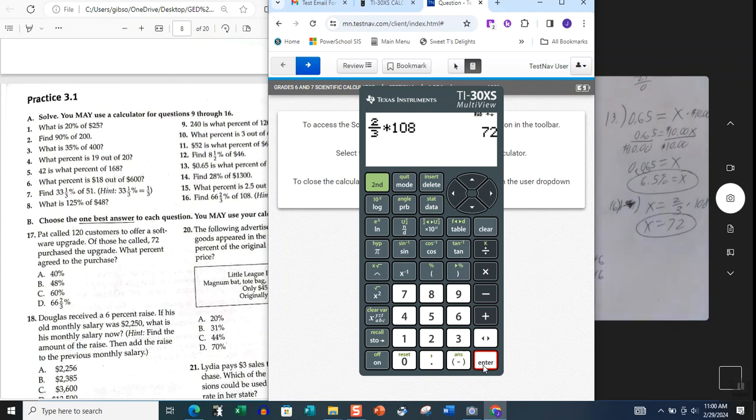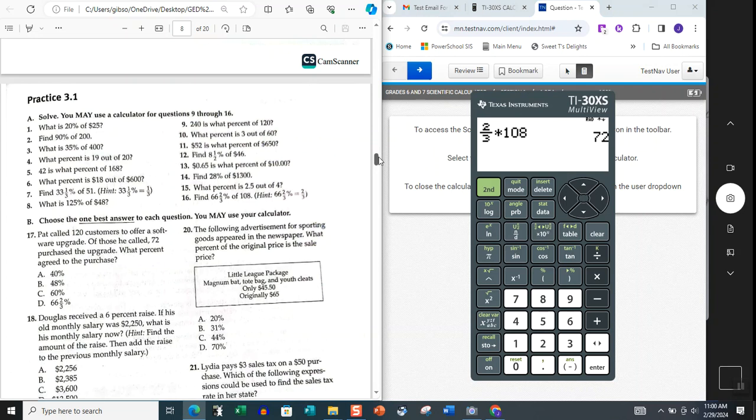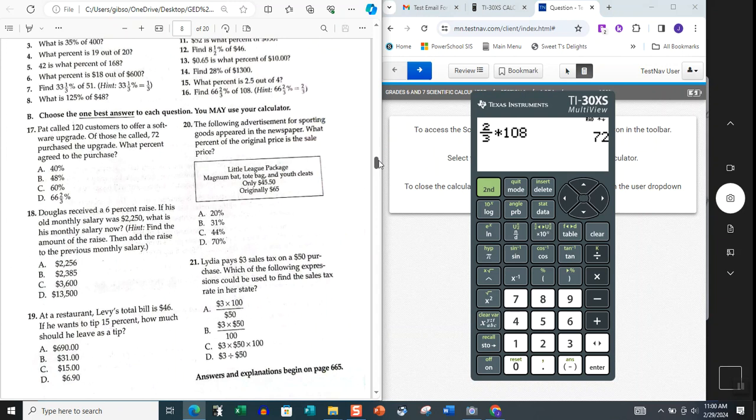Okay, now we move on. Let's move on to problem 18. I'm going to do a few of these problems here. First it says choose the one best answer to each question. You may use your calculator. Douglas received a 6% raise. If his old monthly salary was $2,250, what is his monthly salary now? Hint, find the amount of the raise, then add the raise to the previous monthly salary.